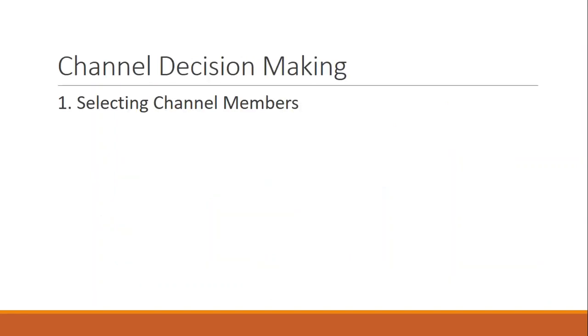Now let's talk about channel decision making. What are the steps that you take when you are deciding what channels to pursue, how to pursue them, what type of distribution to do? First of all, you select your channel members. Do you want to go retailers? Do you want to go online? Do you want to go offline? Do you want to go exclusive, intensive, selective? All of these things, you decide first. This is your opening point. For that, you go back to the graph that we talked about in the last slide.